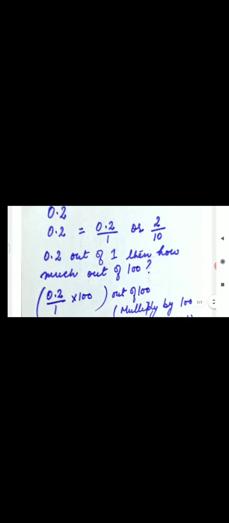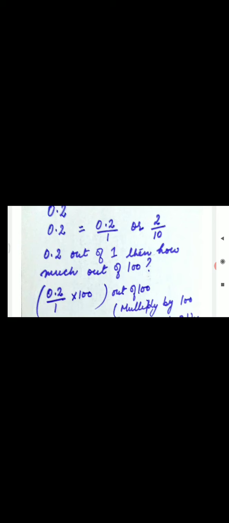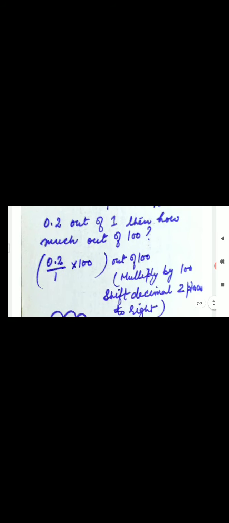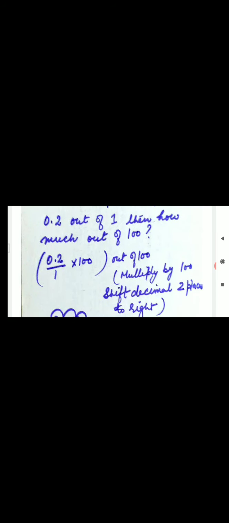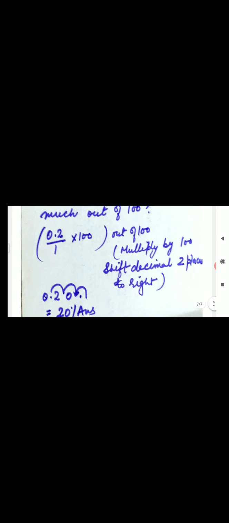0.2 upon 1 means 0.2 out of 1. Then how much out of 100, the question arises. Then I will multiply it by 100. It gives you out of 100. Multiply by 100 means decimal will shift 2 places to the right. 2 places to the right. But there is only one digit after the decimal on the right hand side. So I will insert one more zero. I will get 20. My answer is 20%. I hope this is clear. Do practice, then you will do more examples.